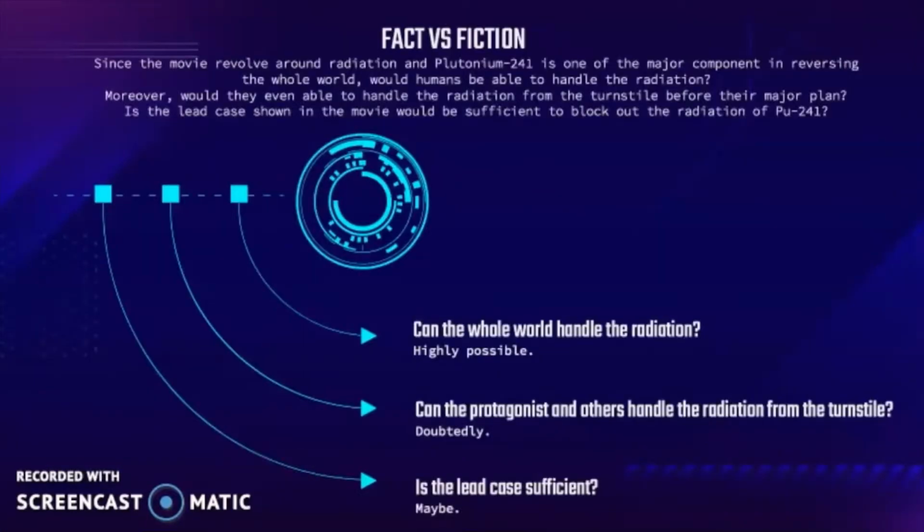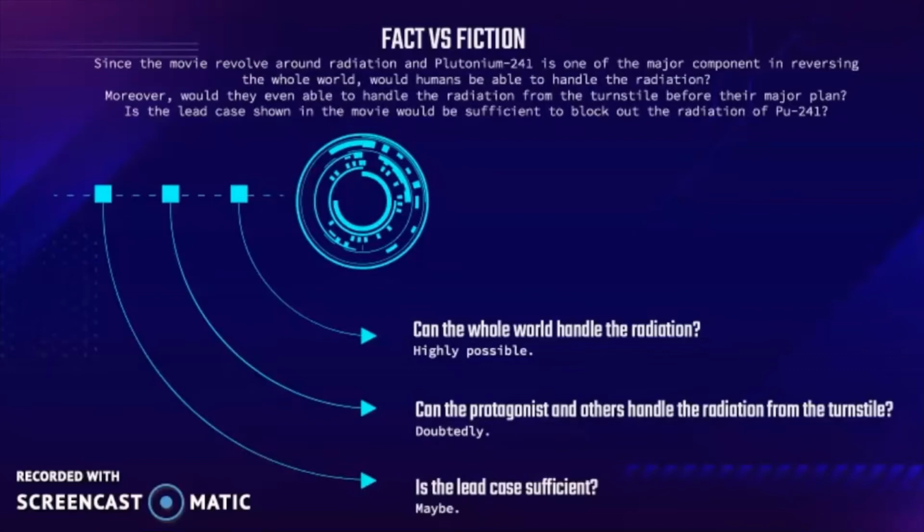Since the movie revolves around radiation and plutonium-241 is one of the major components in reversing the whole world, would humans be able to handle the radiation? I think it's highly possible because all plutonium isotopes usually emit alpha particles, which is not that dangerous if not inhaled or ingested, except for plutonium-241. With the shortest half-life of 14 years, this substance emits beta particles and some weak gamma rays. Beta particles are high-speed electrons but can be blocked by clothing or a sheet of aluminum.